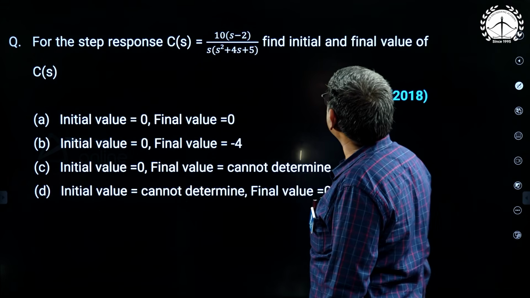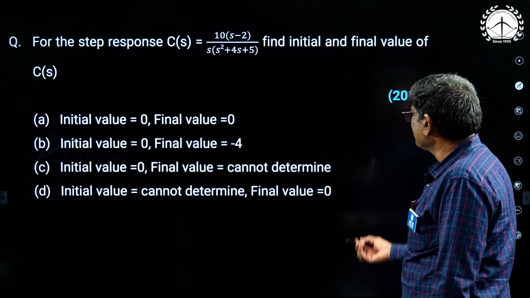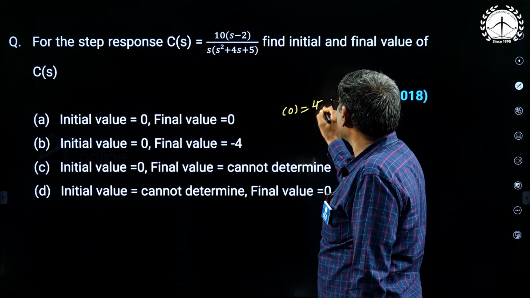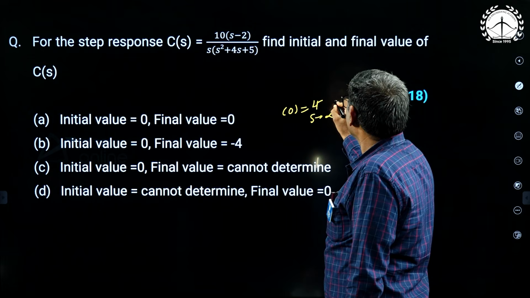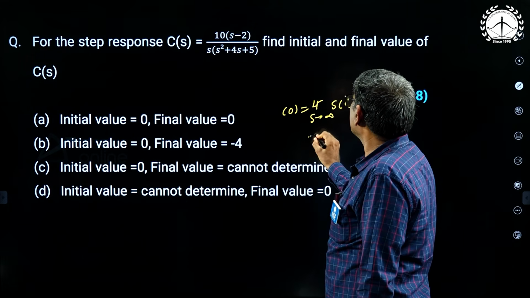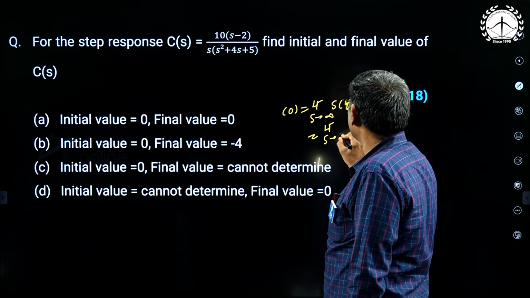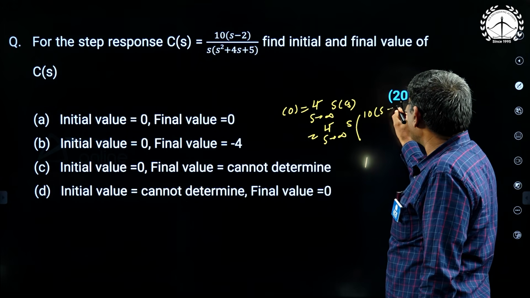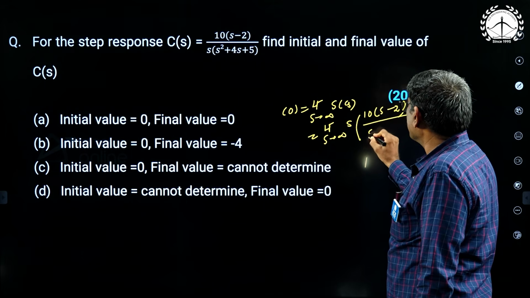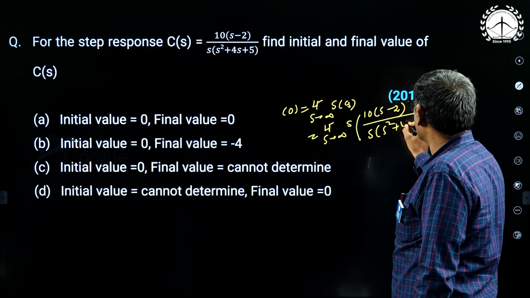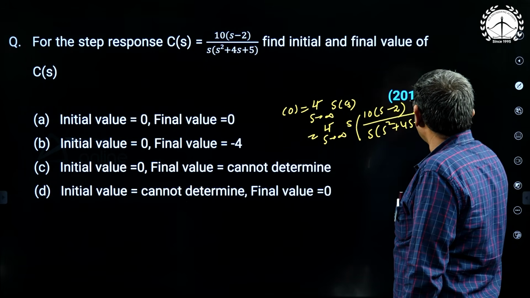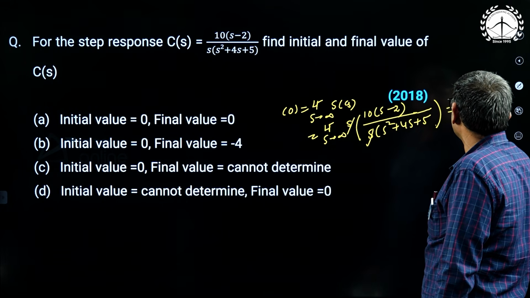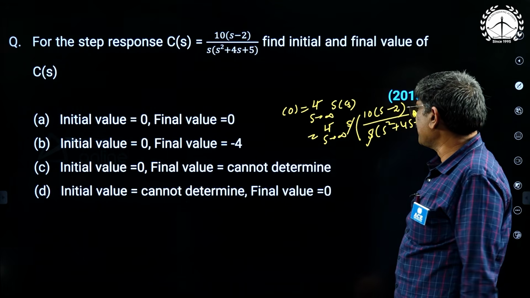So for the system find initial and final value. You know initial value c naught equals what? Limit S tends to infinity, S into C of S. So you solve it: limit S tends to infinity, S into C of S, 10 into S minus 2 divided by S into S square plus 4S plus 5. S and S cancel, and with more S in the denominator you will by default get 0. No doubt, initial value is 0.